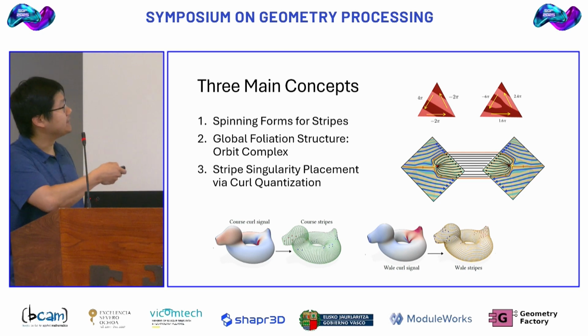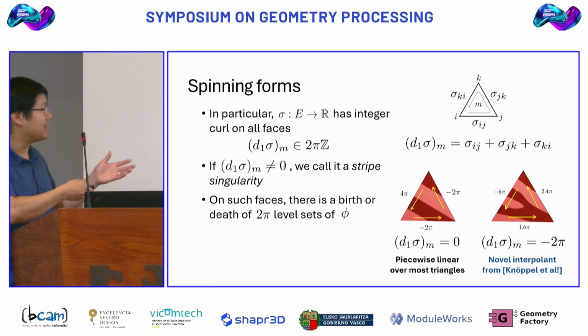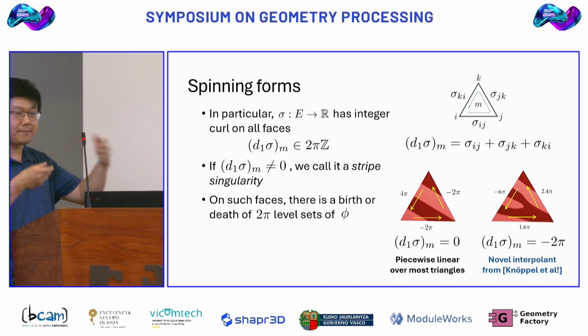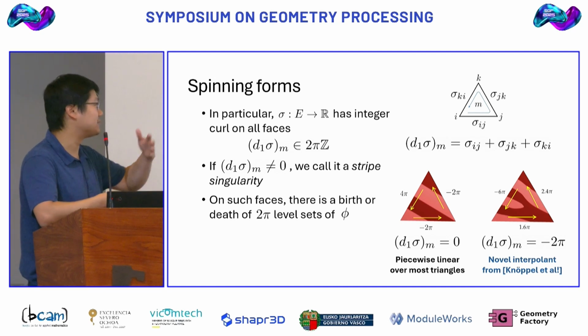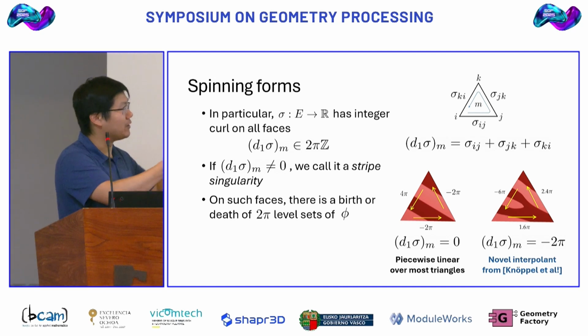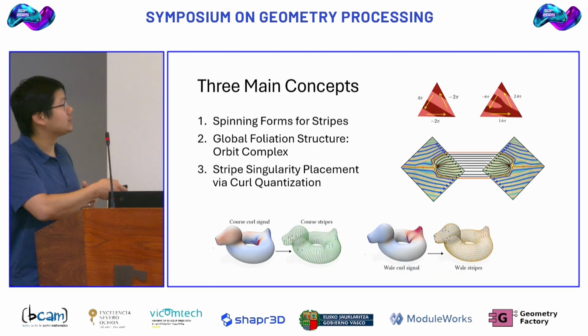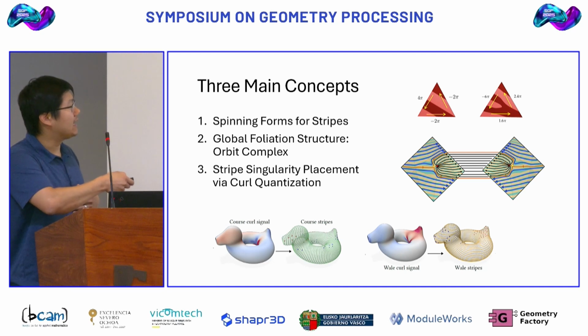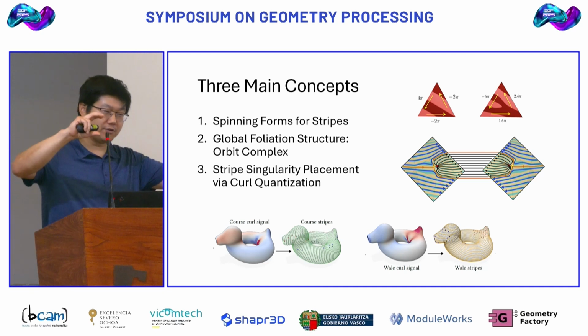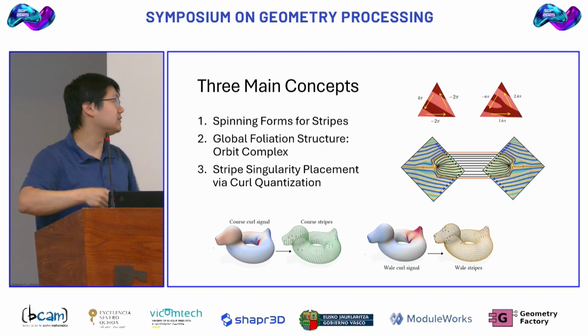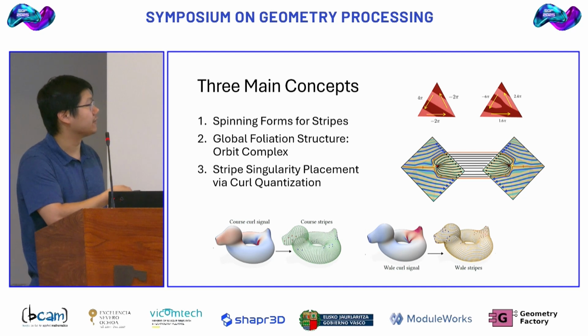So hopefully that was just the basic intuitive introduction to how you get a stripe pattern from a spinning form, which is a discrete one form with integer curl on some of the faces. And I wanted to talk now a little bit about the global structure, since we care about it particularly for this helix-free constraint.